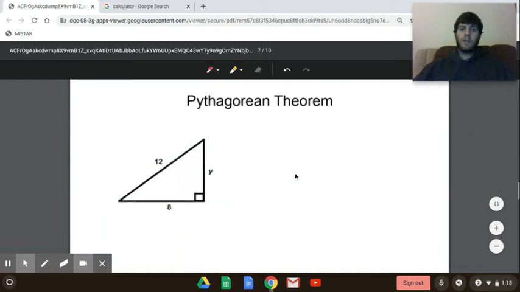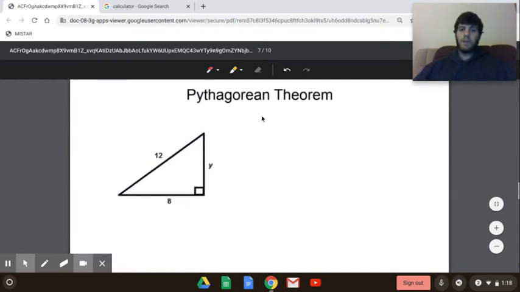The first way was the Pythagorean theorem, right? So we know the Pythagorean theorem was a squared plus b squared equals c squared. a and b were the legs. So we had legs on our right triangle. Those were the ones that were adjacent or next to the right angle. And then your hypotenuse was the one that was across from the right angle. So the legs here, a and b, are going to be 8 and y.